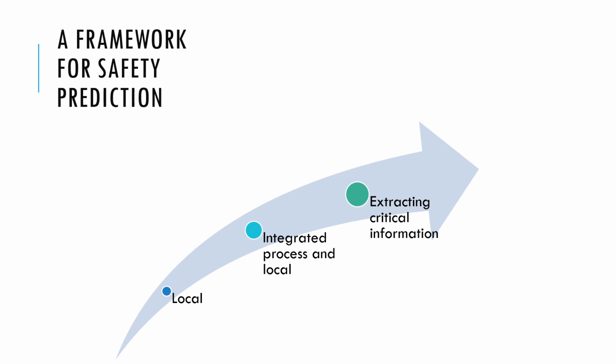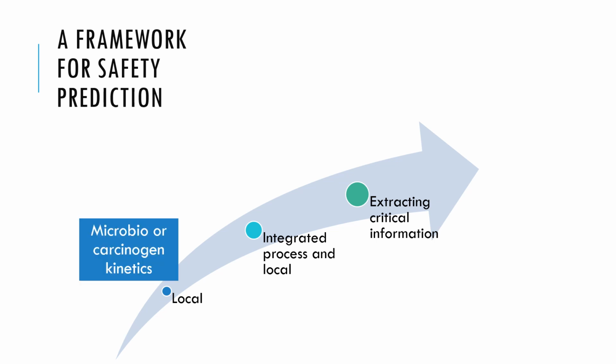Here, the same framework is shown slightly differently with an added and a critical component at the end. So let's go through the details. First, we need microbial kinetics, that's kinetics of microbial growth or destruction, or carcinogen formation kinetics. Now that is local, meaning it depends on the temperature or other variables at that location.